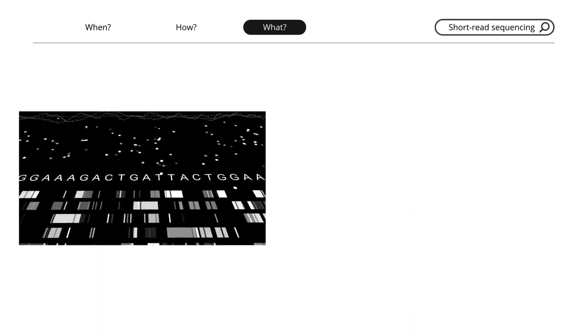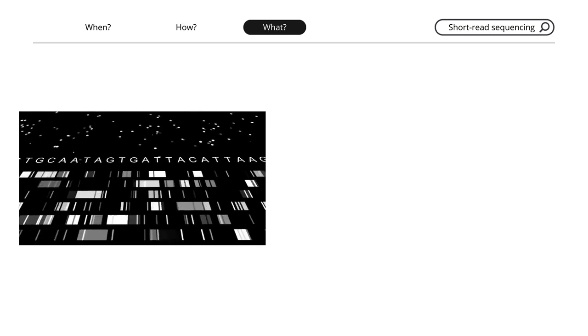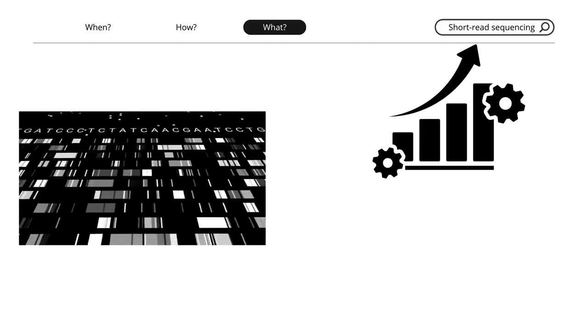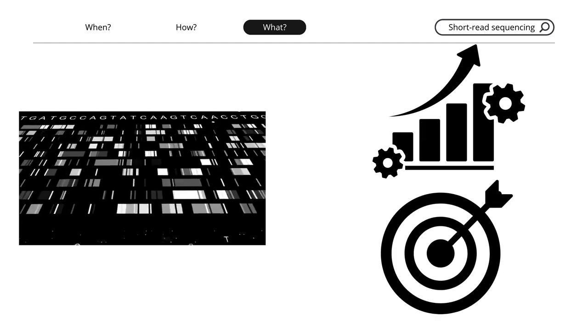To this day, sequencing of short reads remains the most widely used form of next-generation sequencing due to its high capacity to analyze large amounts of DNA and its accuracy.